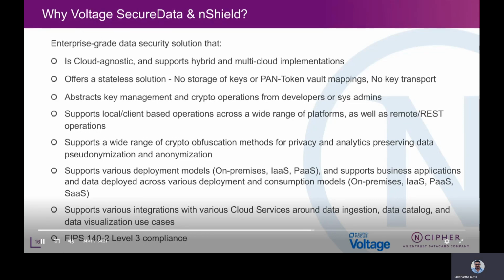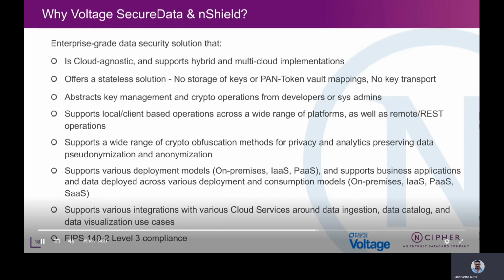And of course, the system can be deployed in various models: on premises, IaaS, PaaS, and it also supports the applications consuming it, whether on-premises, PaaS, or even SaaS. And then, of course, various cloud integrations, as people are moving data to the cloud, consuming database as a service, data warehouse as a service, ETL service, streaming platforms. Voltage integrates across pretty much all the major cloud service providers. And plus, of course, from a compliance perspective, FIPS 140-2.